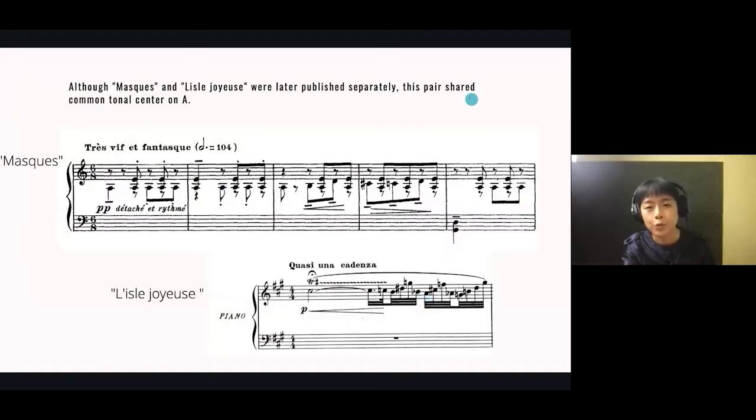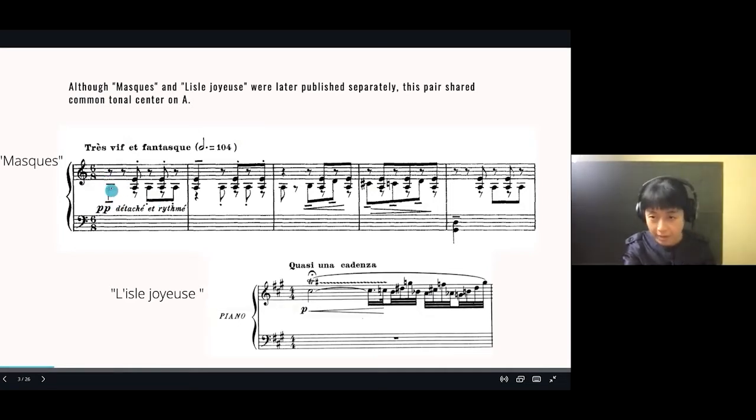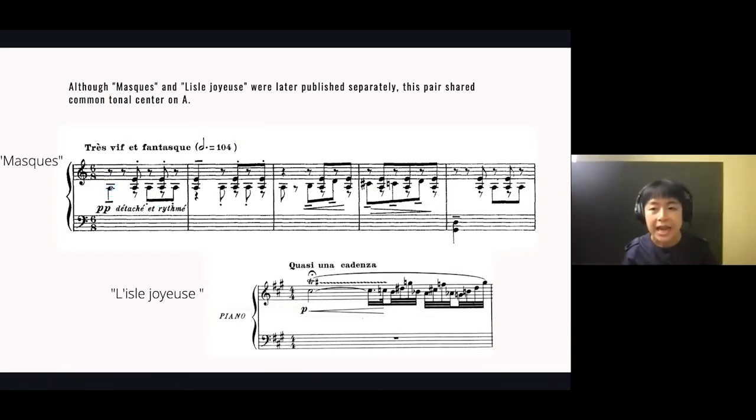Now, the very obvious one: Masques and Les Joyeuses share the same tonal center on A. As you can see from the score, Masques opens with A minor, but it ends on an A major chord. So it changes, while Les Joyeuses also starts with A major, as you've heard before. If they were performed together, you would normally start with Masques and then continue with Les Joyeuses.